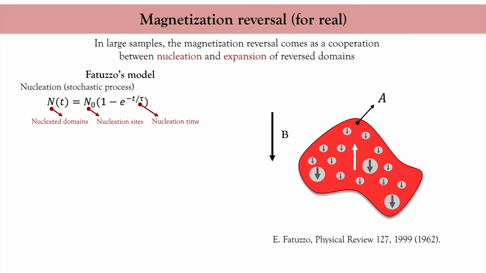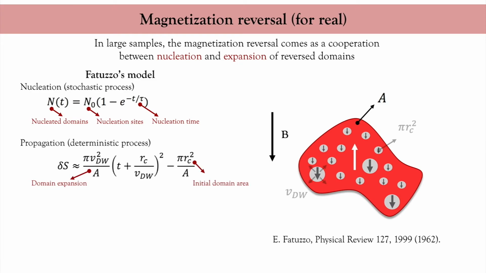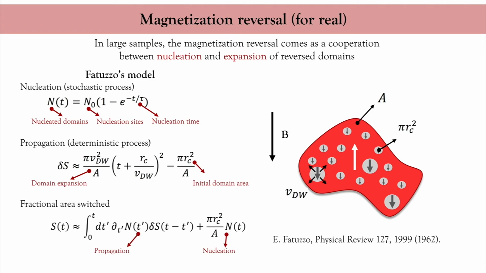Now comes the propagation. The fraction of magnetic material that is reversed is proportional to the area covered by the expanding domains upon propagation. If I consider circular domains, I end up with this expression, where VDW is the domain wall velocity, and pi RC square is the initial domain area. Putting everything together, I obtain the total fractional area that is switched as a function of time. This formula was tested in the context of rare earth transition metal compounds by Labrune and coworkers.